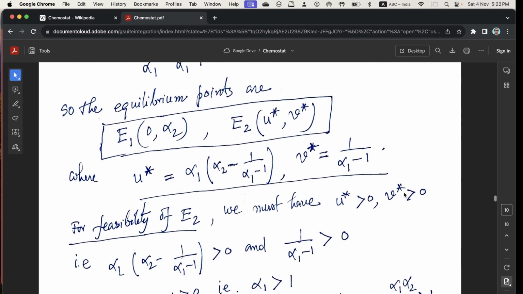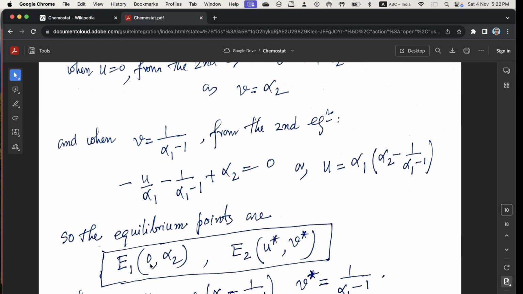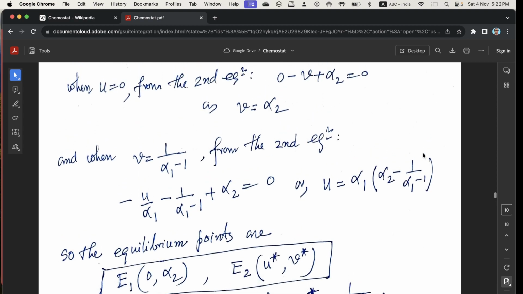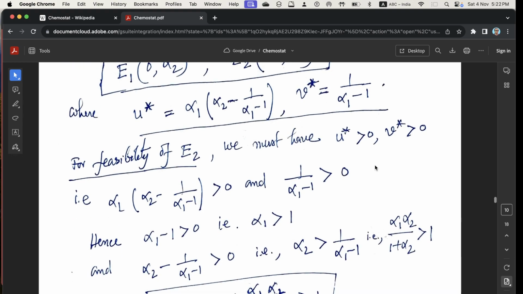So we get the equilibrium points E1 and E2. E1 is (0, alpha 2), E2 equal to (u star, v star), where u star is given by alpha 1 into (alpha 2 minus 1 by (alpha 1 minus 1)), and v star equal to 1 by (alpha 1 minus 1). And for feasibility, u star positive and v star positive, hence alpha 1 into (alpha 2 minus 1 by (alpha 1 minus 1)) is greater than 0, and 1 by (alpha 1 minus 1) is greater than 0.